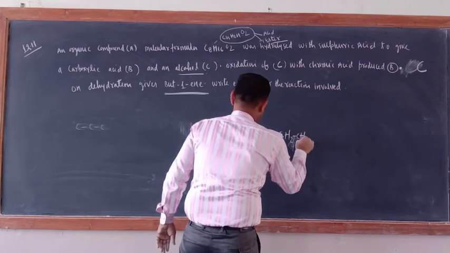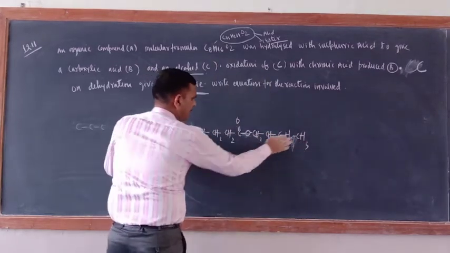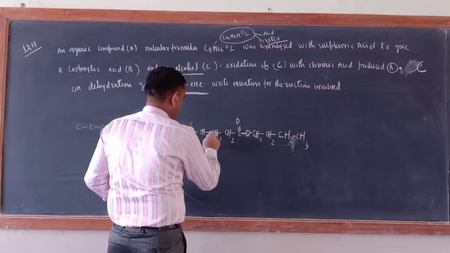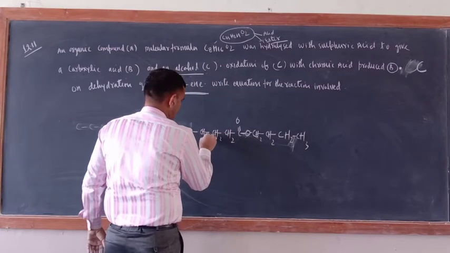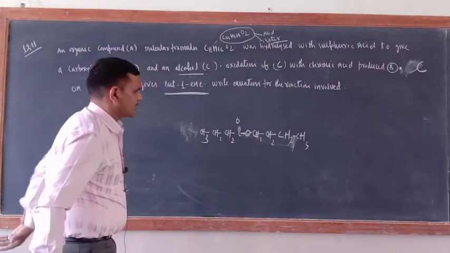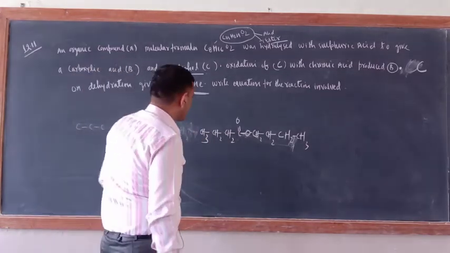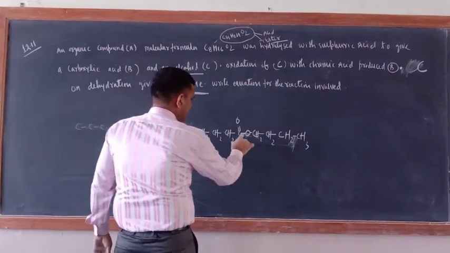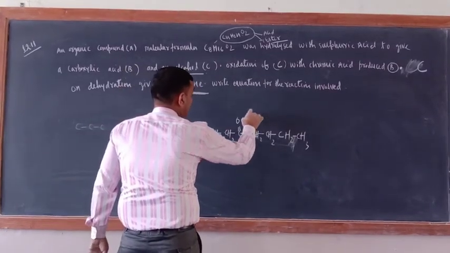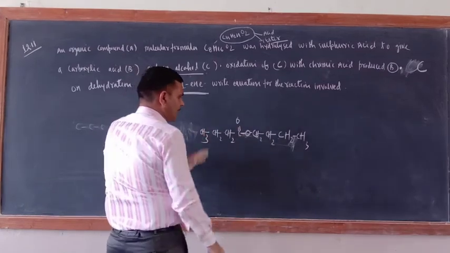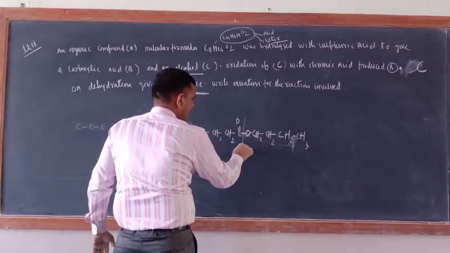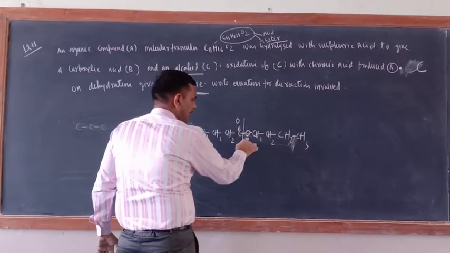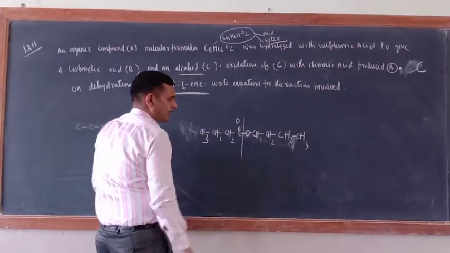CH2 CH3, and here 1 2 butyl. Yes, this is butyl butane. Why I wrote like that, I will tell you. Just see. Now, when the ester is hydrolyzed, this CO part is the acidic part, and this is the alcoholic part. Am I correct or not?